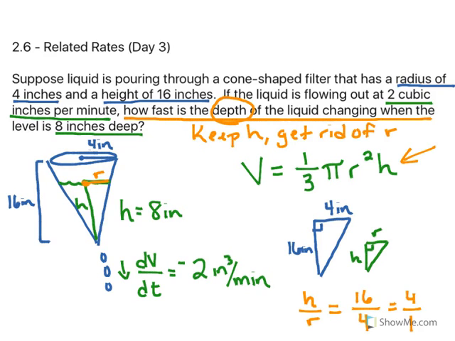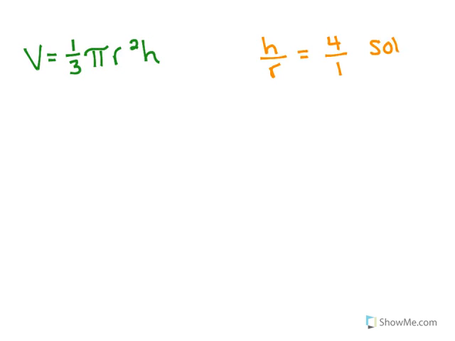All right, so here's how we do that. Let's start fresh. So we have our equation, volume equals 1/3 pi r squared h. And we now have our proportion, which says h divided by r is equal to 4 over 1. And we want to get rid of r. So I want to solve this for r. So I'm going to cross multiply. H times 1 is h. 4 times r is 4r. So r is equal to h divided by 4.